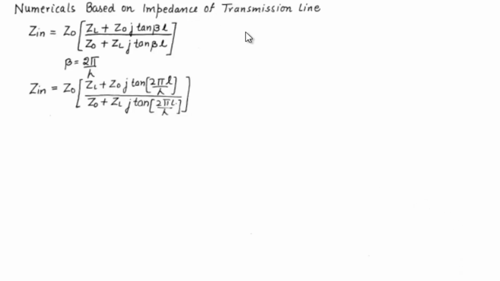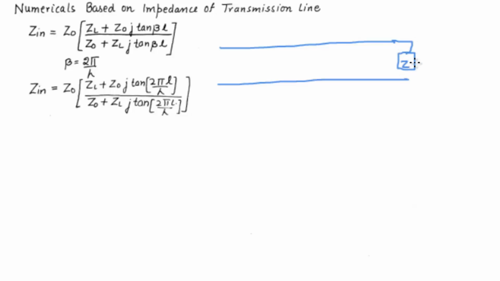Now if we talk about transmission line, it essentially has three impedances: the load impedance ZL, the characteristic impedance of the transmission line, and the input impedance. Now, what is special about input impedance? It is calculated at every point on the transmission line from the load. For example, if I calculate the input impedance at this point, it is calculated at a distance L from the load for this transmission line.